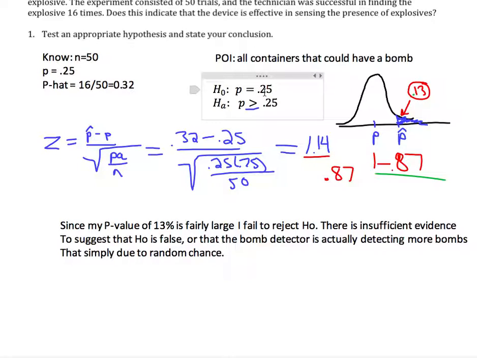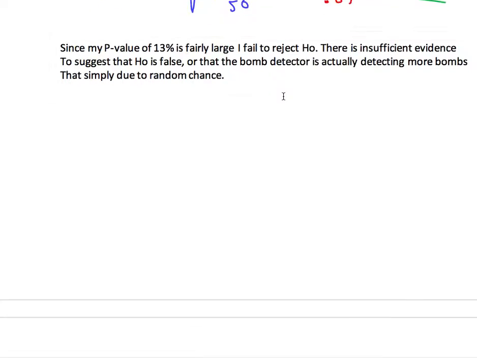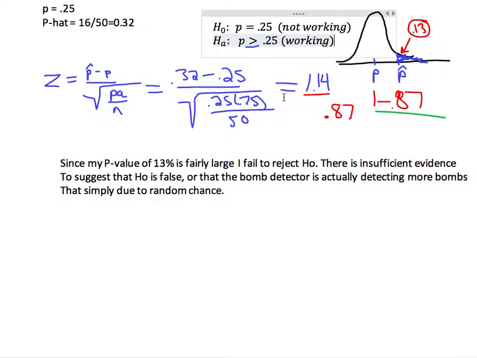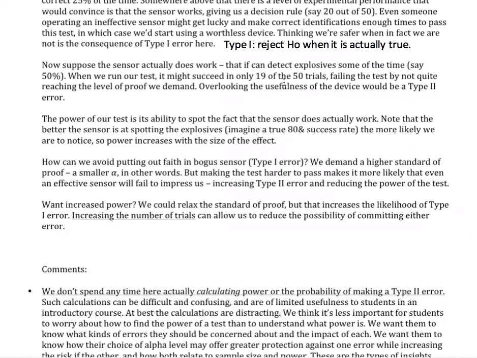So our hypothesis was the sensor is not working, it's just detecting it 25% of the time. So it might have been a good idea to write this up here. And this is the one that is working. Just to clarify for yourself. You don't have to do that. Make sure you get a nice parameter symbolism in your hypotheses, but that can help too.